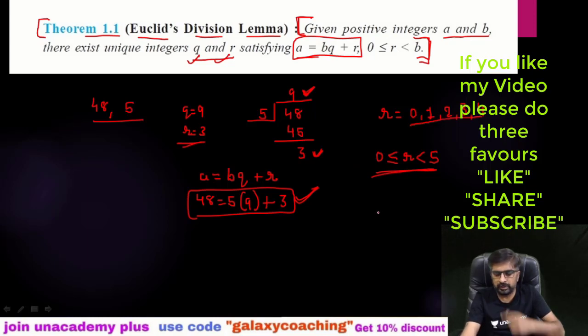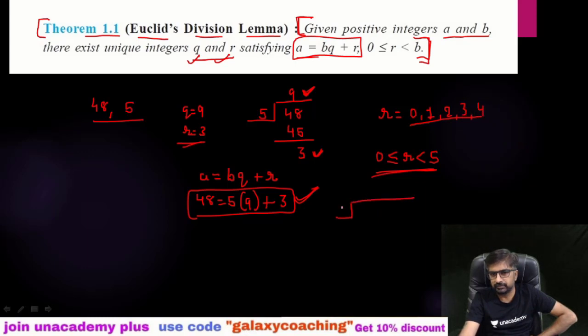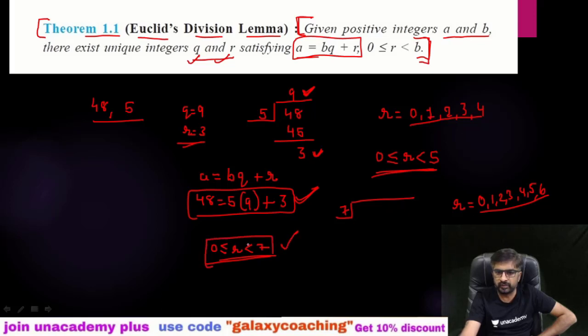Let me give you another example. Suppose your divisor is 7. Then what can be the possible remainders? Then your remainder can be 0, 1, 2, 3, 4, 5, 6, up to 6. So you can write remainder greater than or equal to 0, but less than 7. So this is the form to write. That's why they are writing less than b, less than the divisor.